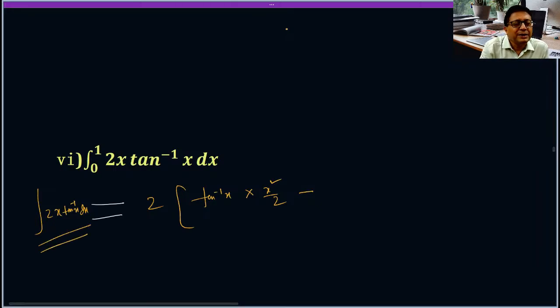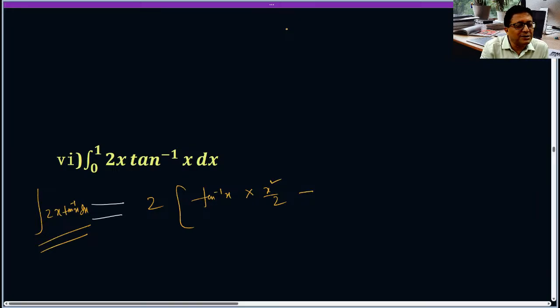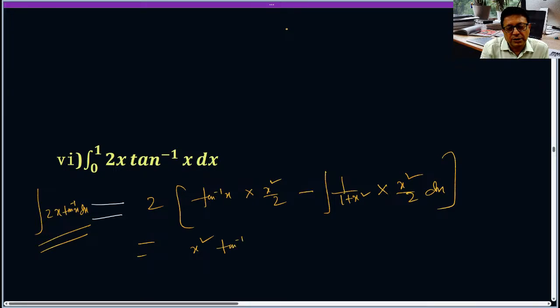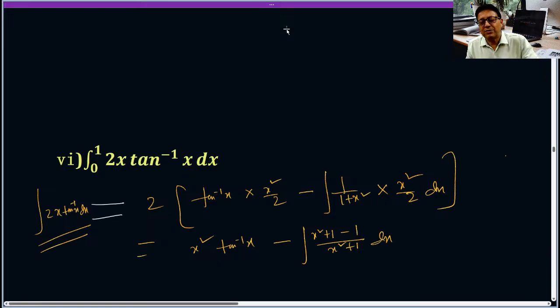2 outside, tan inverse x first, x integration is x square by 2, understand, minus 1 by 1 plus x square. I hope you remember integration by parts. So x square tan inverse x, and numerator you write x square by x square plus 1 dx. Isn't it? Clear?